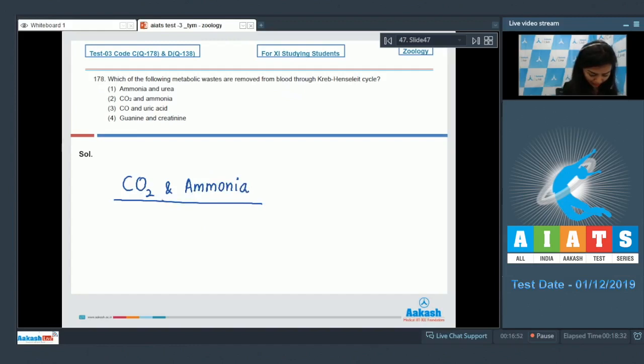And ornithine cycle occurs in liver, in which one molecule of urea is synthesized from one molecule of CO2 and two molecules of ammonia. The right answer here for this particular question would be option number 2, carbon dioxide and ammonia.